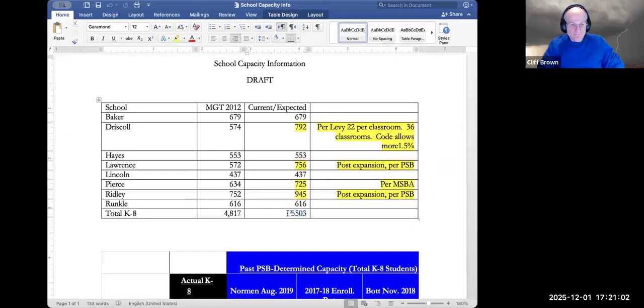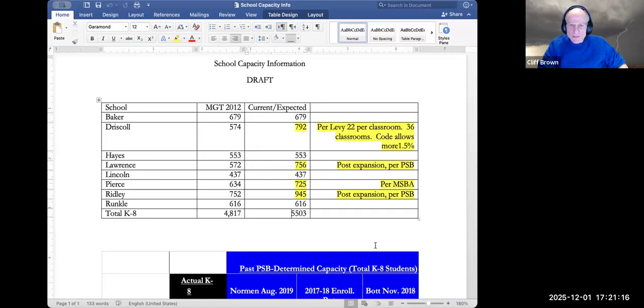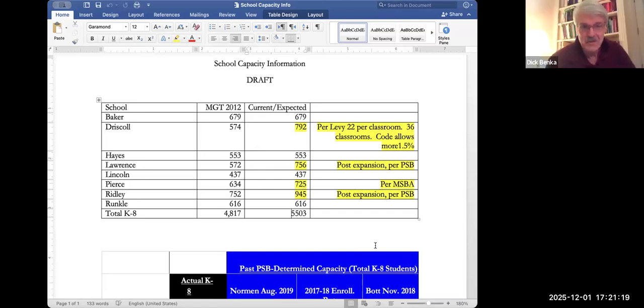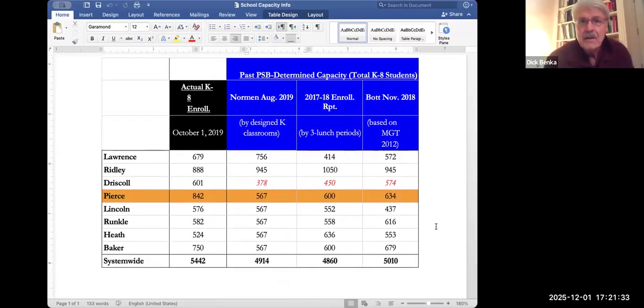Sorry, Dick. The interesting thing is that the most recent document that you sent around has a higher number. Right. Okay. And then do you have any idea of what the discrepancy is between the Norman 2019, the 2018? The middle one is higher substantially for, I think, 3 schools, as I recall. And I'm wondering if any of them explain the assumptions that were used.